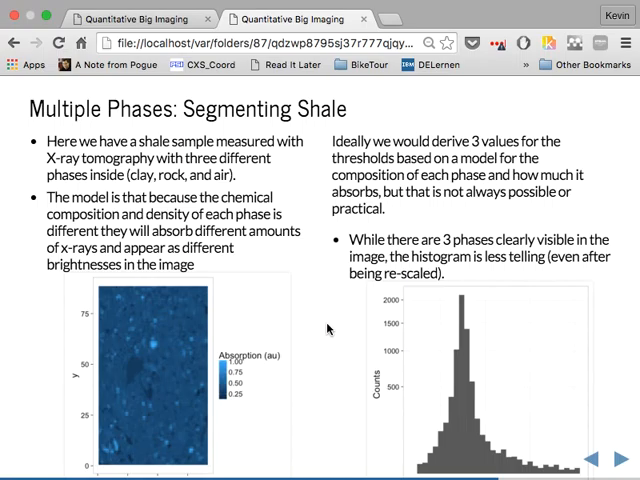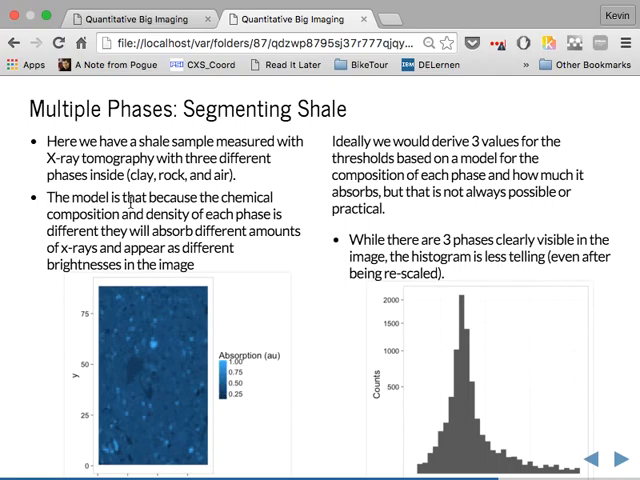What we move on to after that is the segmentation of multiple phases. Particularly in X-ray imaging, a lot of the time you'll have a sample measured that has a number of different phases inside of it. In this case, we're looking at a shale sample, and there's clay, rock, and air inside of the sample.